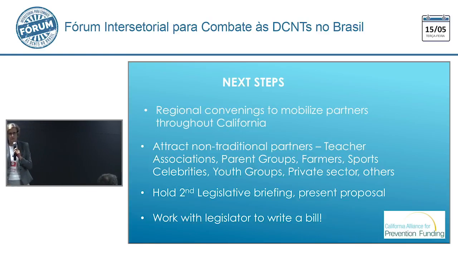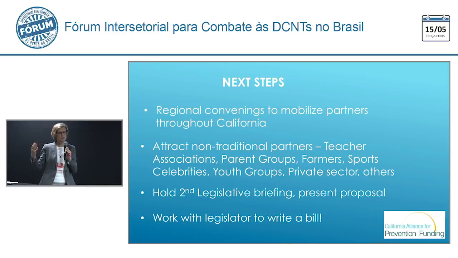So here's our next steps. We've got our proposal. We're going to be holding regional convenings to mobilize partners throughout California. So we'll bring our proposal around. I'm not specifically asking for input, but we'll get input, and we'll incorporate that. We also know that the political environment's going to change, so though we have a proposal, we know it's going to change. We're going to have to change it depending on who the new governor is, what other political considerations will be. So we go out with the proposal and we're willing to change it, and part of that change will be feedback we get from partners.